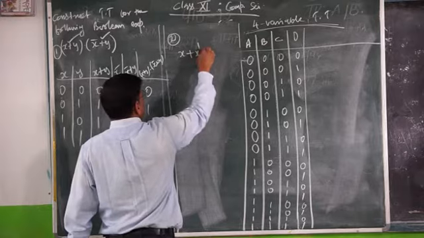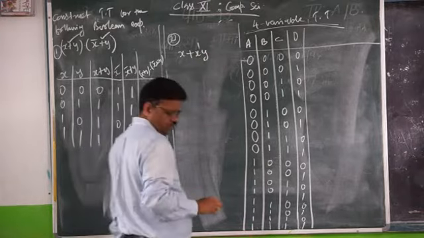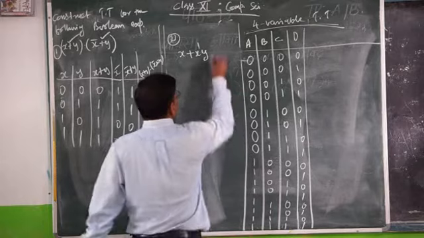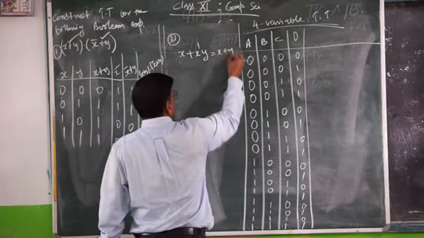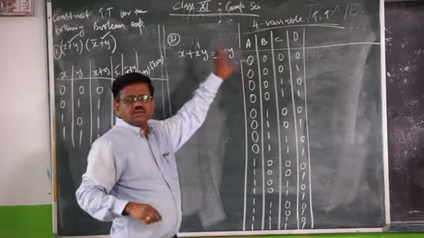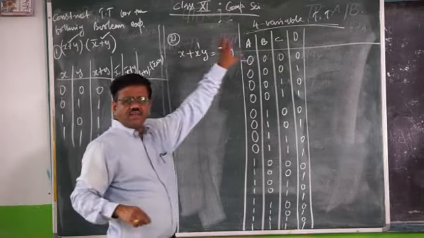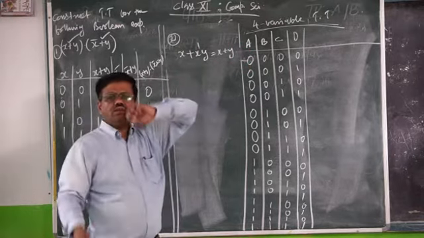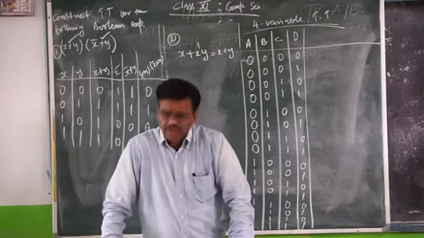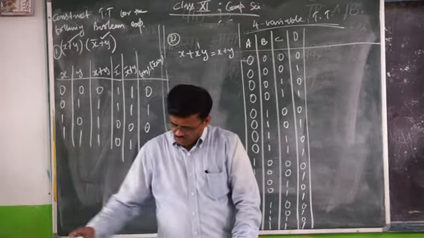x plus x complement y. x plus x complement y is equal to x plus y. Let us prove it. Let us find the left hand side. Let us find the right hand side. If they are equal, you can say hence it is proved. If they are not equal, then you can say they are not equal. Okay?